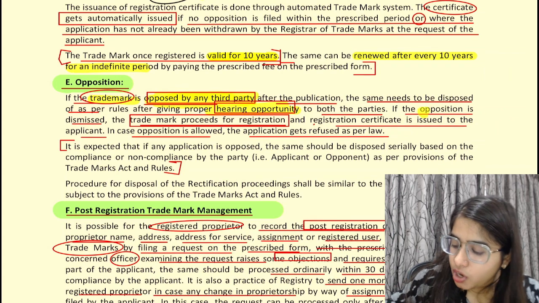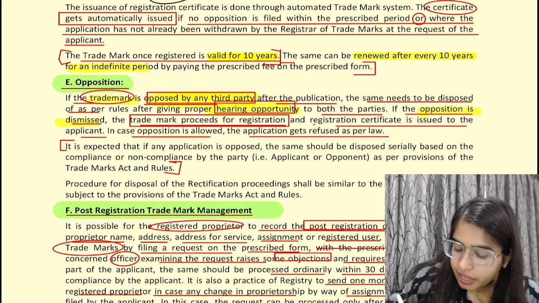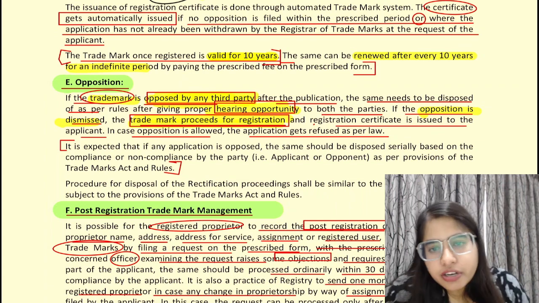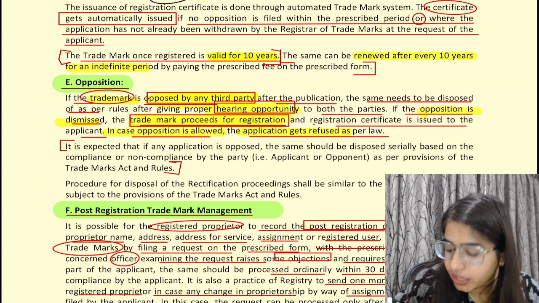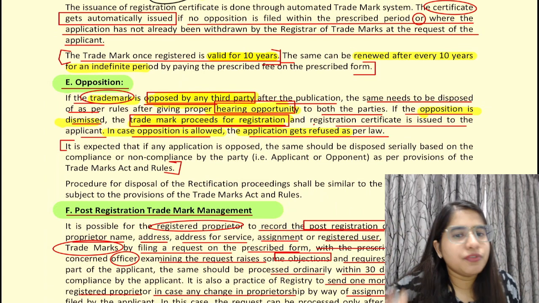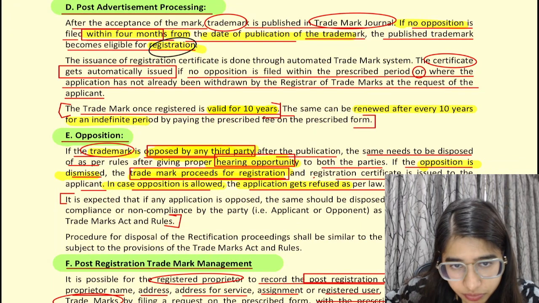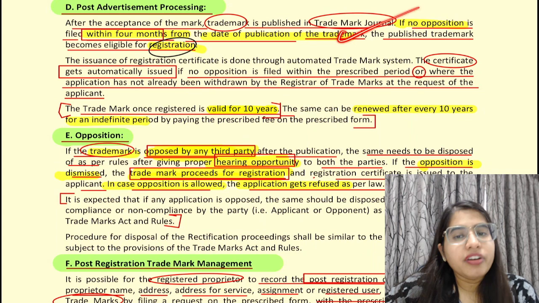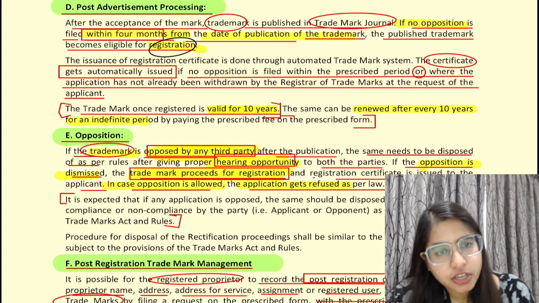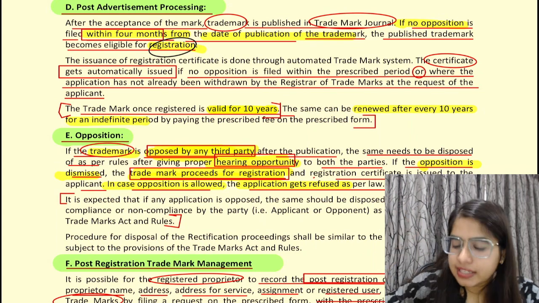Yes. However, if the opposition is dismissed, then they will register the trademark in my name. However, if the opposition is allowed, then they will refuse my application. Are we clear with this? Next, what if everything is okay, no one raised any objection, or even if anyone raised any objection, their objection was cancelled. I won. In that case, they will register me.